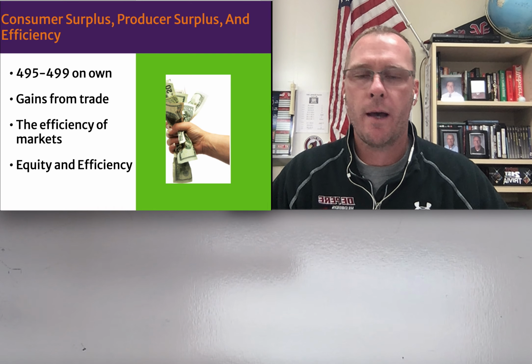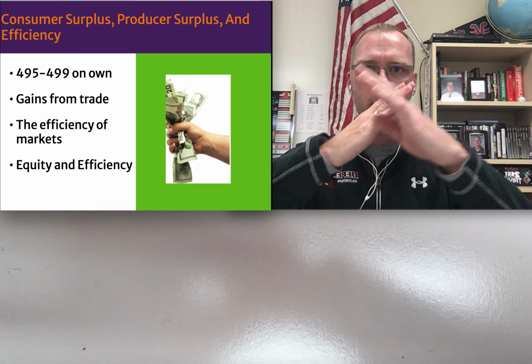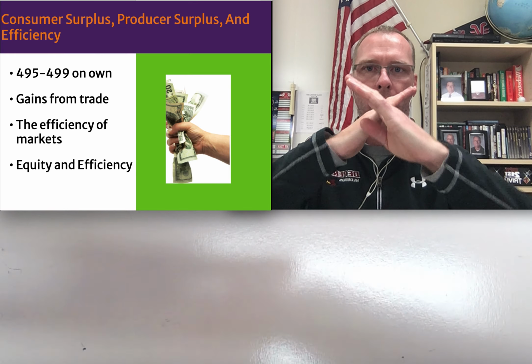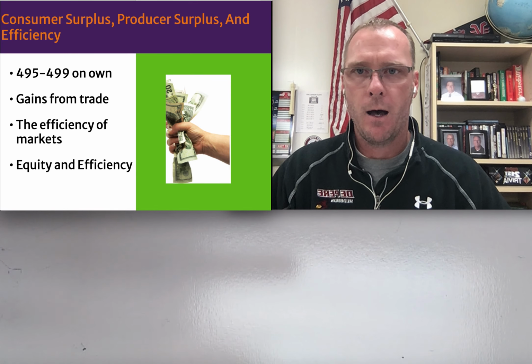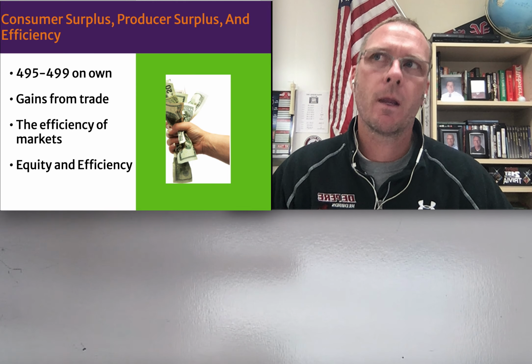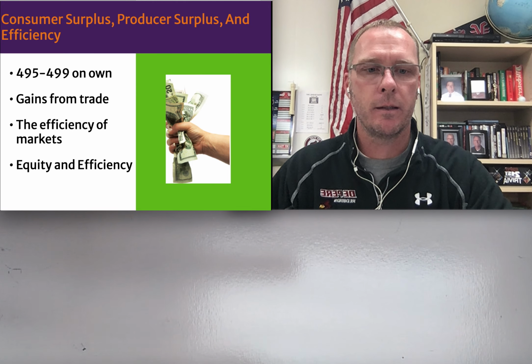And you really should read that part in your textbook because it talks about how supply and demand works and how, where the X crosses, that equilibrium point is perfect. And it talks about how perfect means efficient in this case.